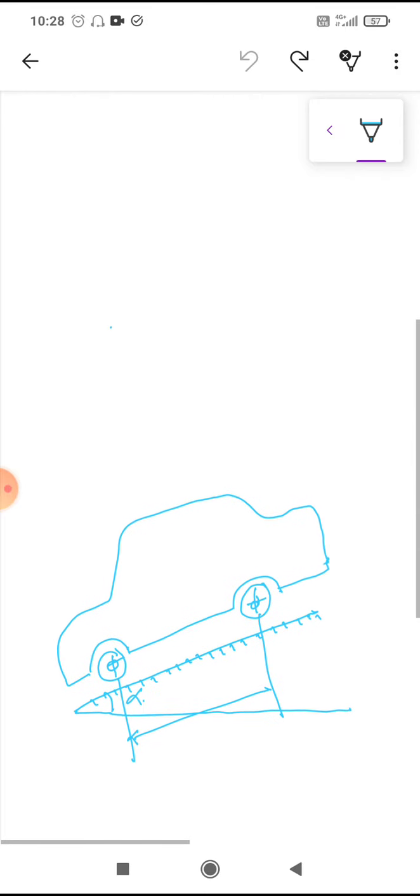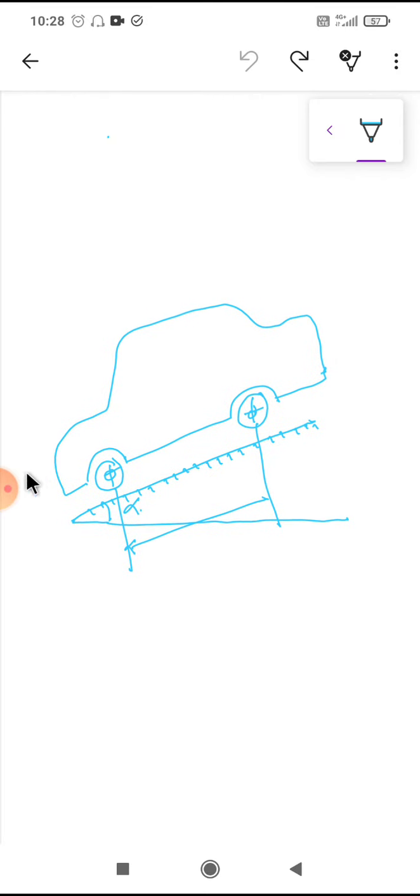Hey guys, so in today's lecture we are going to discuss braking effect in vehicle. So we will consider today a four-wheel drive. So this is a four-wheel, and suppose this is inclined at an angle alpha from the road. So vehicle is moving up in this direction, and it is inclined at angle alpha.